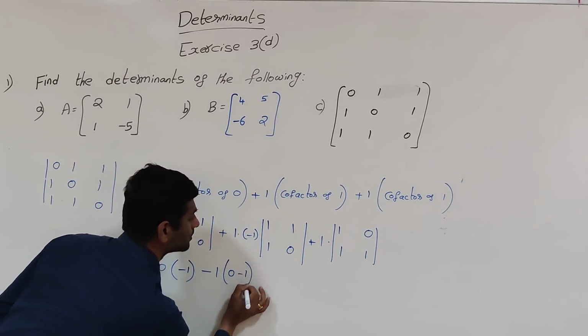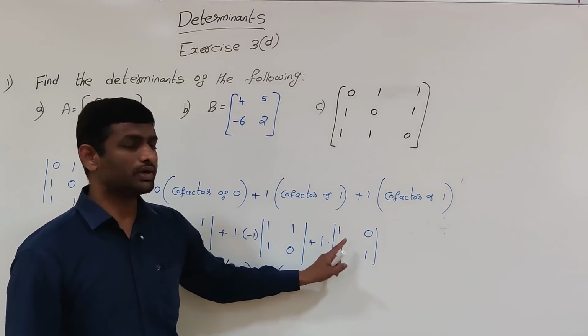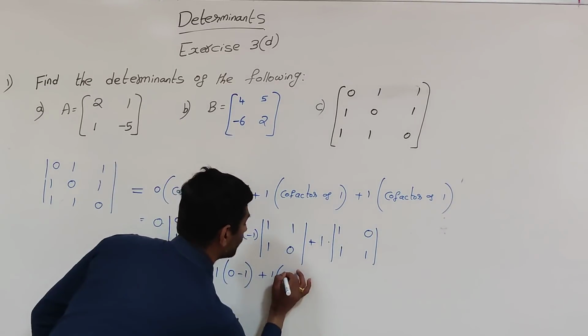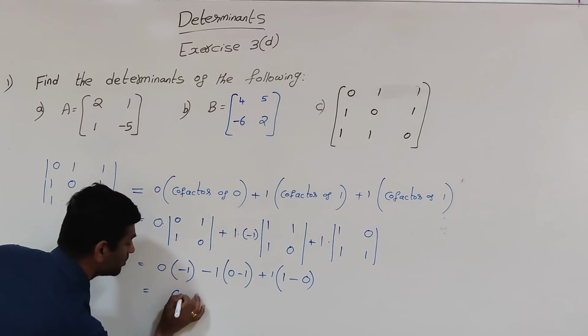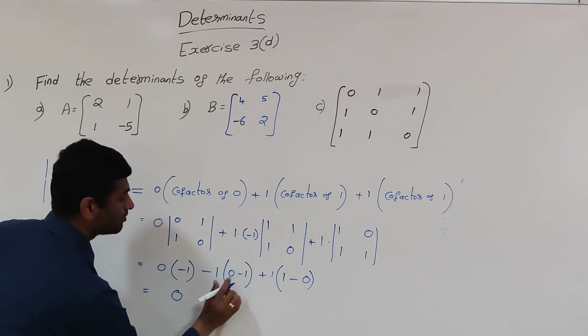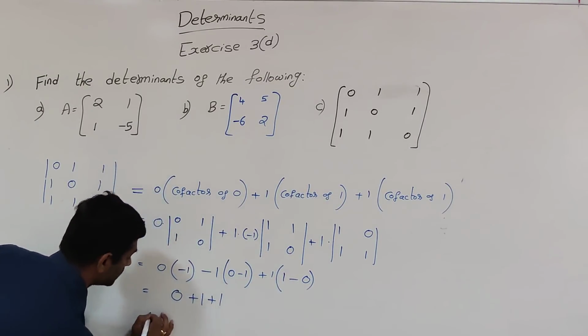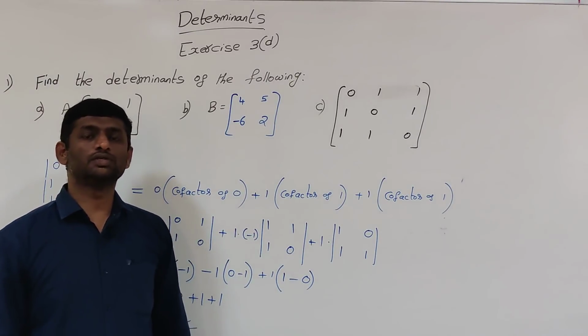0 minus 1, plus 1 into, again, the determinant of a 2 by 2: 1 into 1 minus 1 into 0. 1 minus 0. So 0 into minus 1, 0. Minus 1 into minus 1, plus 1. Plus 1 into plus 1, 1. So the determinant of the matrix is 2. Now we'll see the next problem.